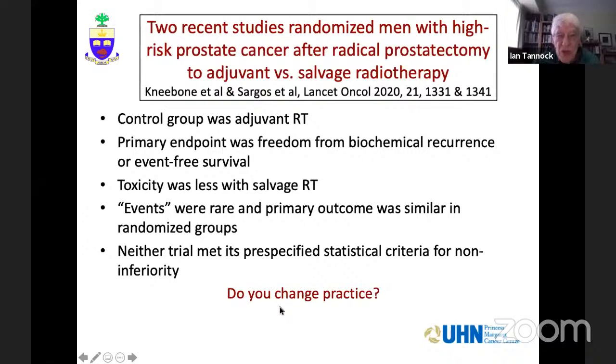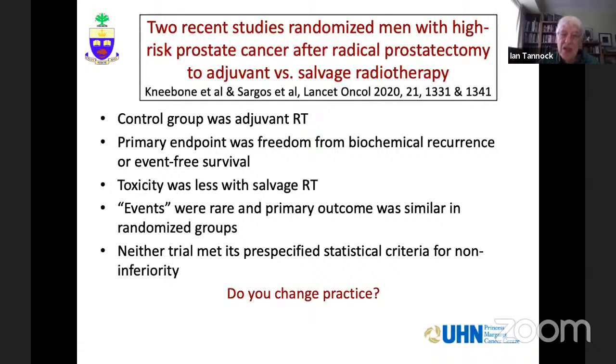So here's the first one, and I think this is fairly easy. There are 2 recent studies that randomized men with high-risk prostate cancer who had a radical prostatectomy to adjuvant versus salvage radiotherapy. The background to this were a couple of trials, one American, one European, I think, that suggested that adjuvant radiotherapy should be given and one did not.